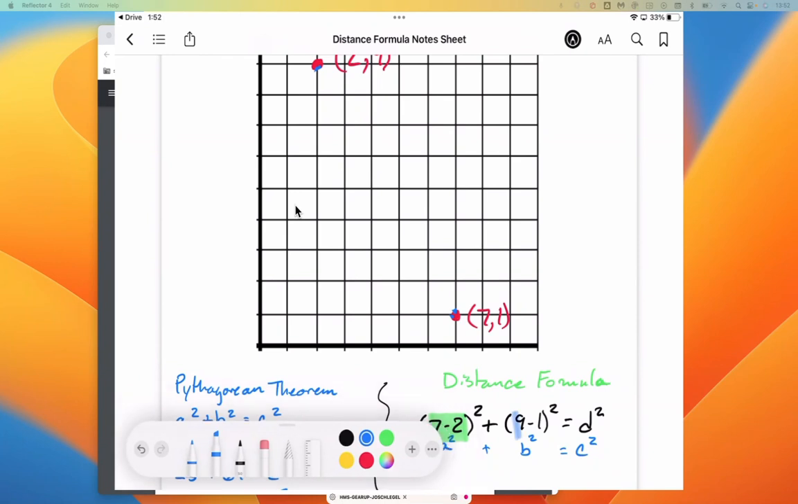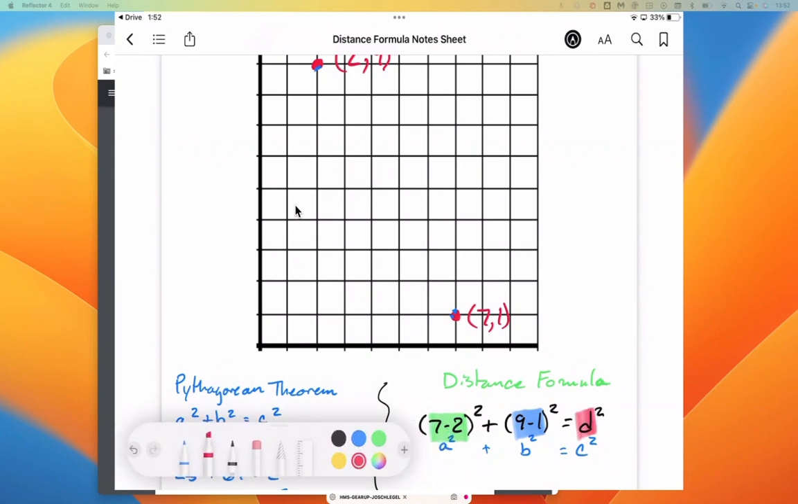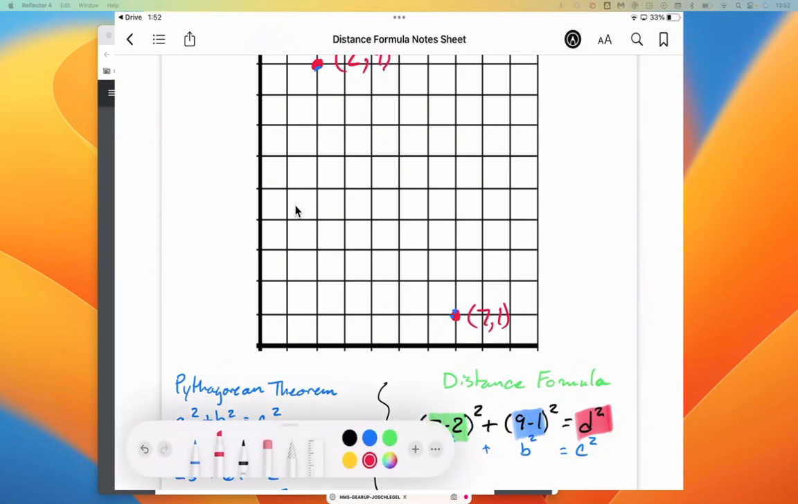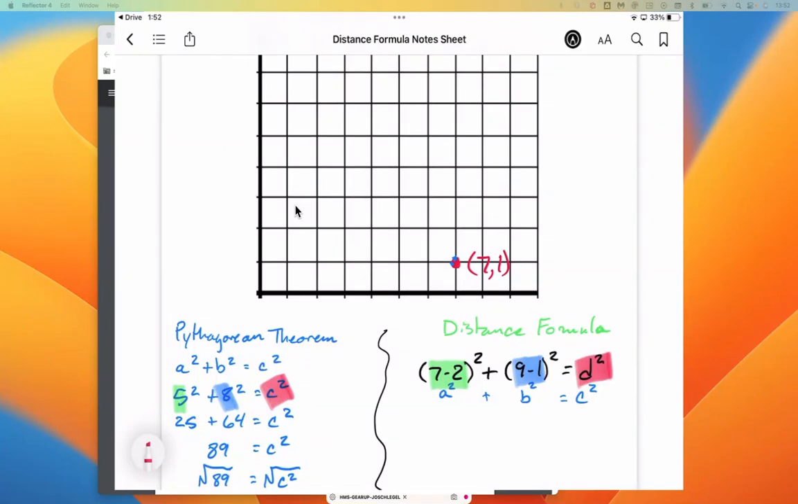And the 9 minus 1 goes with the 8. And the 7 minus 2 is squared, just like the 5 was squared. The 9 minus 1 is squared, just like the 8 was squared. And then lastly, the d squared goes with the c squared. And so I'm hoping that you're able to see the similarities between what we're calling the distance formula and the Pythagorean theorem through this illustration.